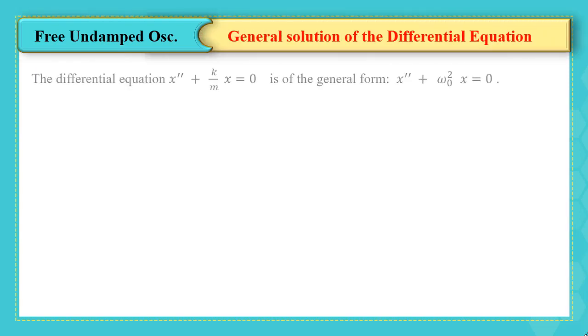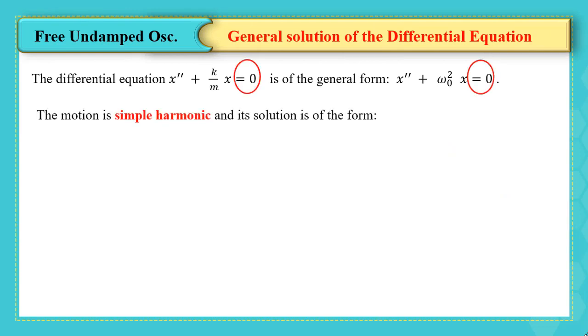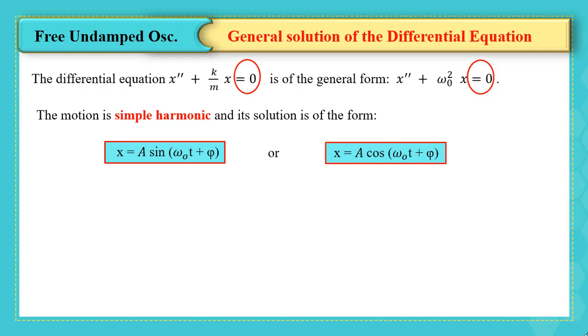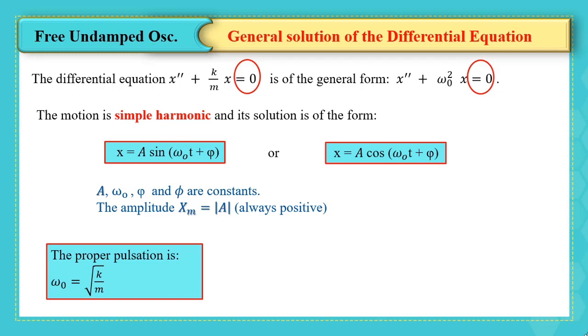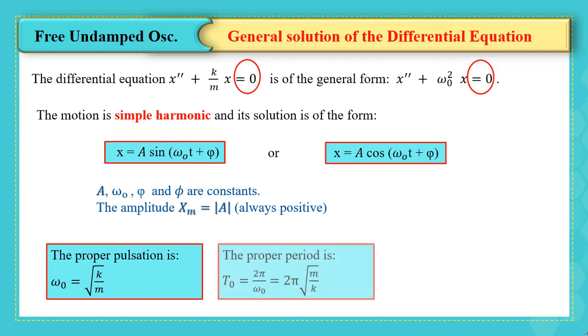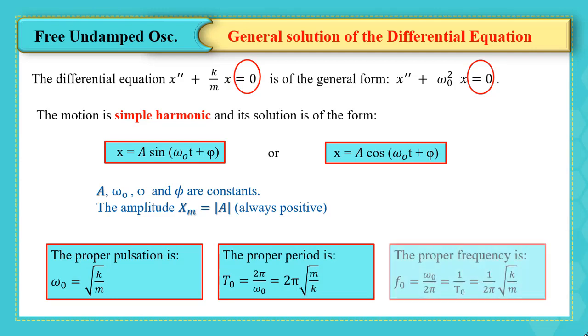Since this differential equation is of the form x double prime plus omega 0 squared x equals 0, this motion is a simple harmonic and it has a solution x equals xm sine omega 0 t plus phi, or x equals xm cosine omega 0 t plus phi, where xm, omega 0 and phi are constants and xm is the absolute value of a, always positive. The characteristics of this equation are the proper angular frequency omega 0, which is radical k over m, the proper period, and the proper frequency.